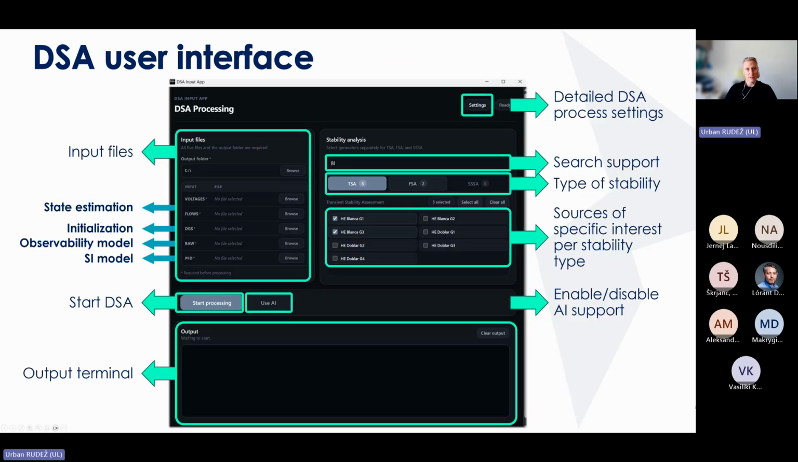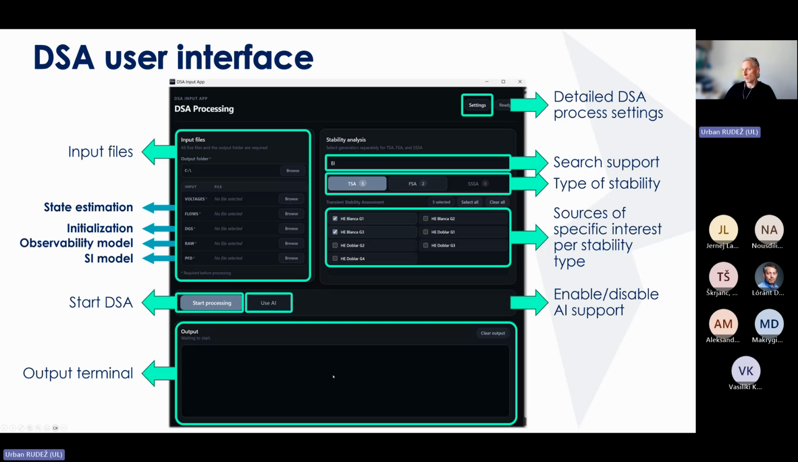The third very important part was the user interface. On this slide, I'm showing you what the input interface looks like. On the left-hand side, you can input all files related to the state estimation for the initialization. You enter the whole models which you have at your disposal and so on. On the right-hand side, you select the type of stability you're interested in. If you prefer to put focus on certain power plants, you can select them if you would like. And then you just start the whole DSA process.